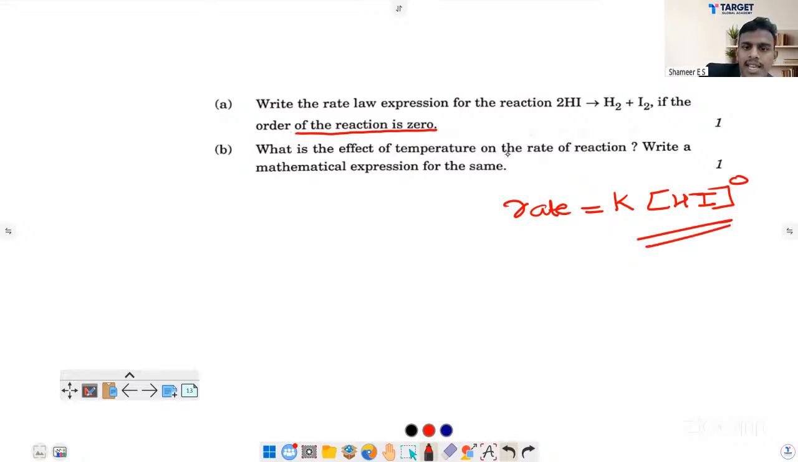Next, what is the effect of temperature on the rate of reaction? If you increase the temperature, rate constant will increase, rate will increase. Write a mathematical expression for the same: Arrhenius equation. K is equal to A e raised to minus Ea by RT. Or you can write the integrated equation, no problem.